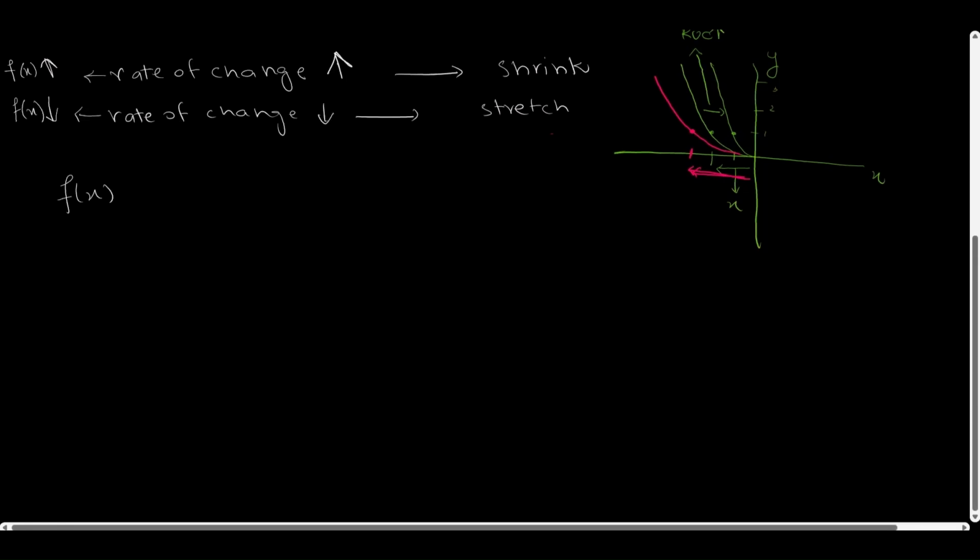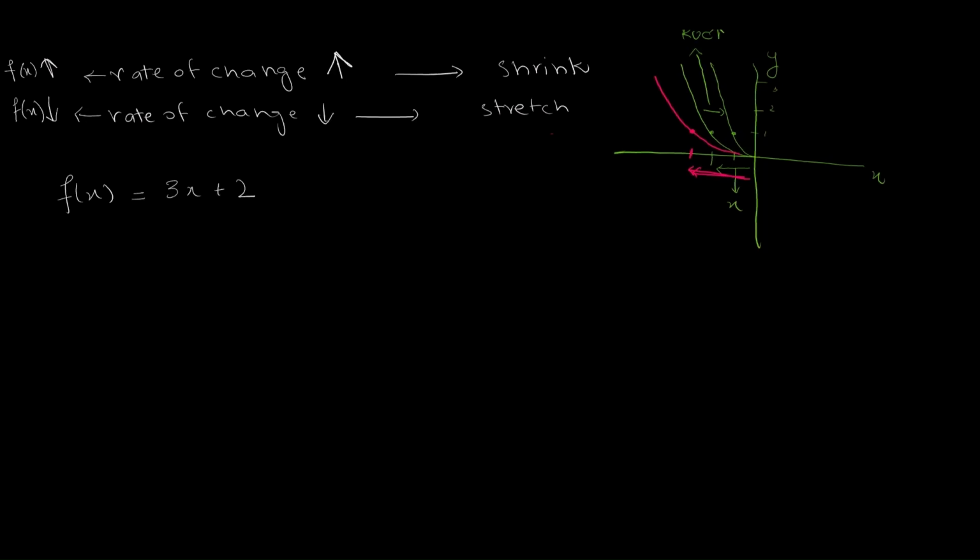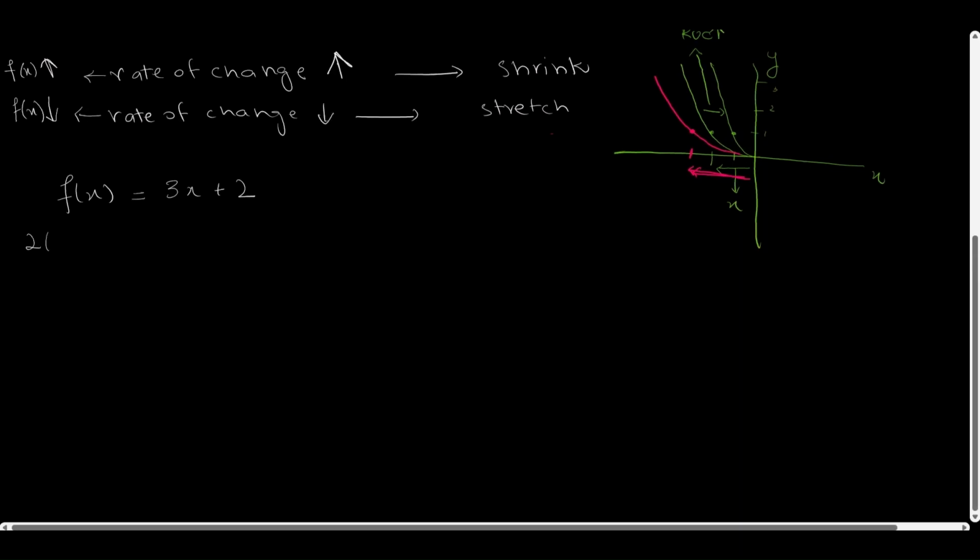Let's try f(x) = 3x + 2. Now in this function, when we multiply the whole function by 2, so we say 2f(x), then our function becomes 2(3x + 2), and that becomes 6x + 4. Now let's multiply the input of the function by 2 as well, and that becomes 3(2x) + 2, which is equal to 6x + 2.